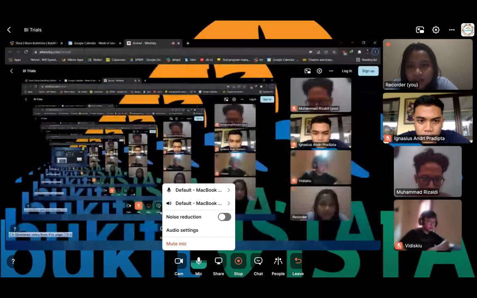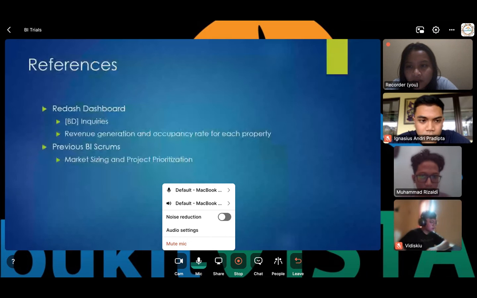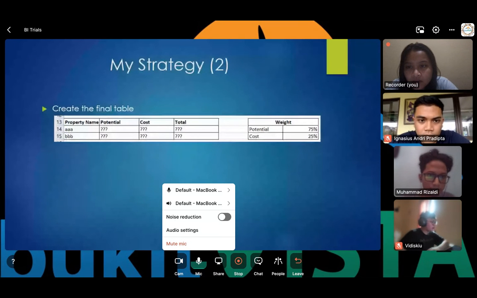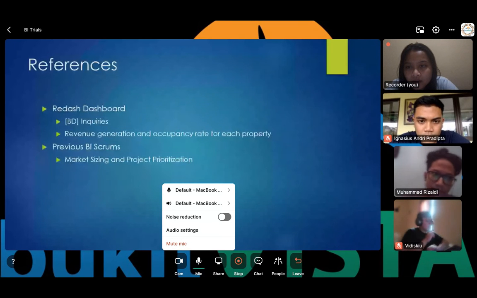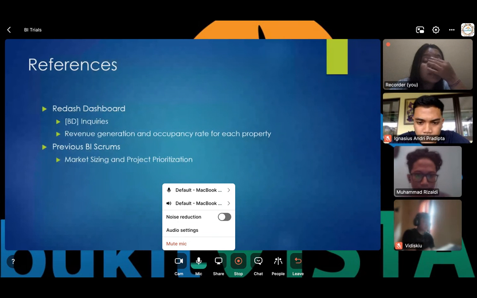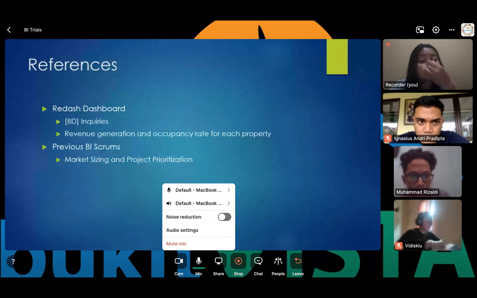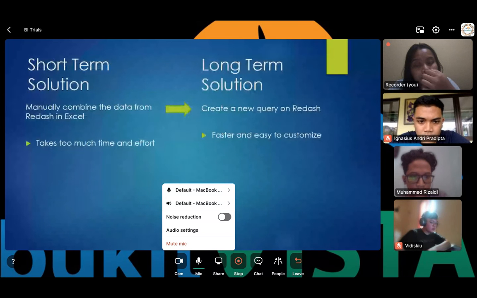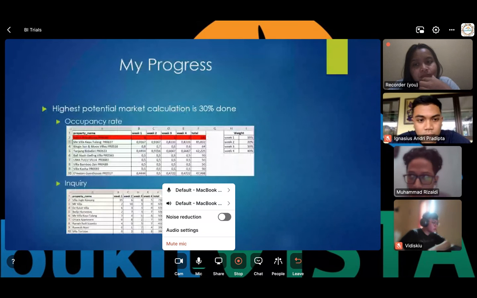So what is the conclusion? This is my reference, the Redash dashboard, for how I take the data and how to create the strategy. But you haven't tried to make it. No, I take these numbers. This is real numbers that I already took from Redash and combined in Excel. So you do it manually, right? Yes, I did it manually.